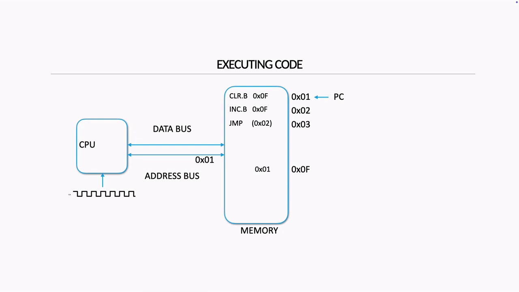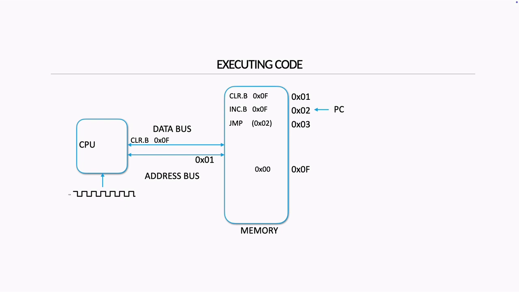The first step the CPU does is to load the program counter into the address bus. Now the address bus contains the address of the instruction to be executed, which is at address 01. The second step is that the CPU loads the instruction stored at address 01 into the data bus. Shortly after this, the program counter is increased. It now points to the next address, which is 02. The instruction stored at address 01 is clear destination.